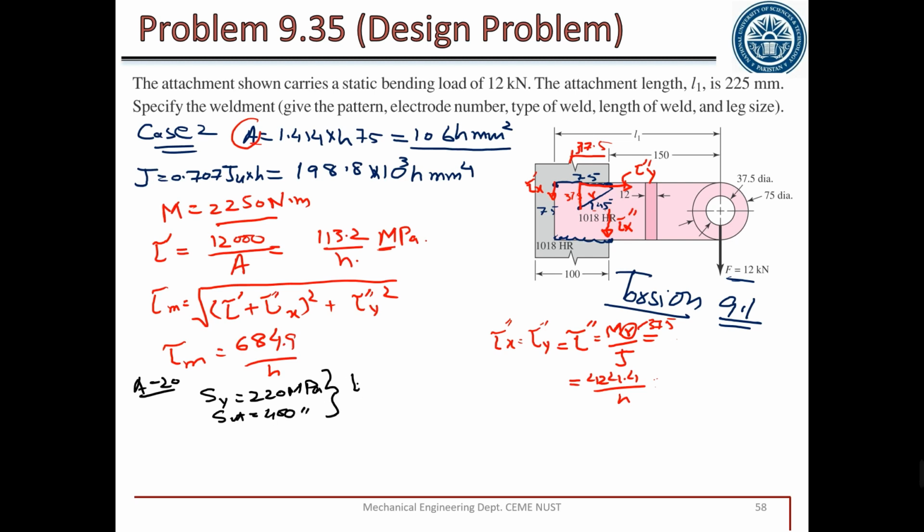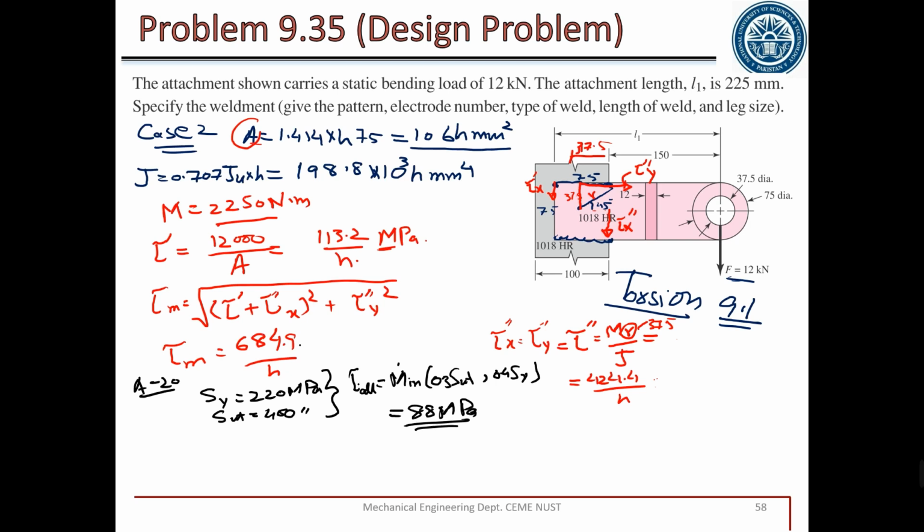So what is the tau allowable? Tau allowable is the minimum of 0.3 S ultimate or 0.4 S yield. Substitute both values. 0.4 of S ultimate is 160 and 0.4 of 220 is 88 and 0.3 of S ultimate is 120. So we will be using 88 MPa. This is our tau allowable.